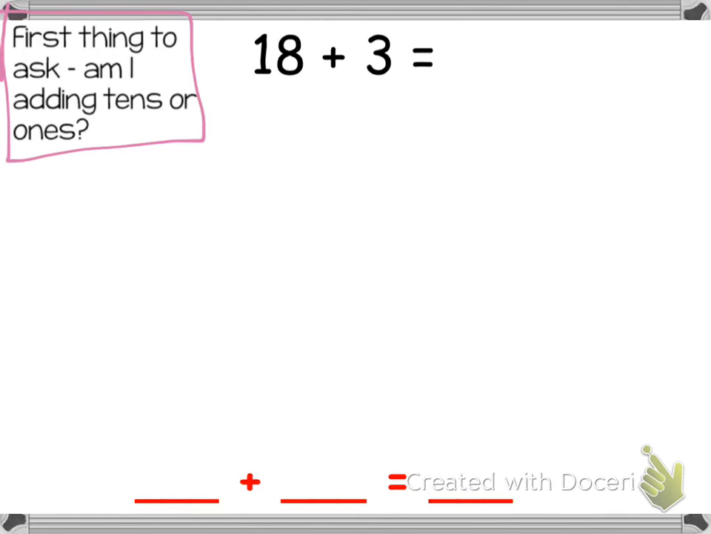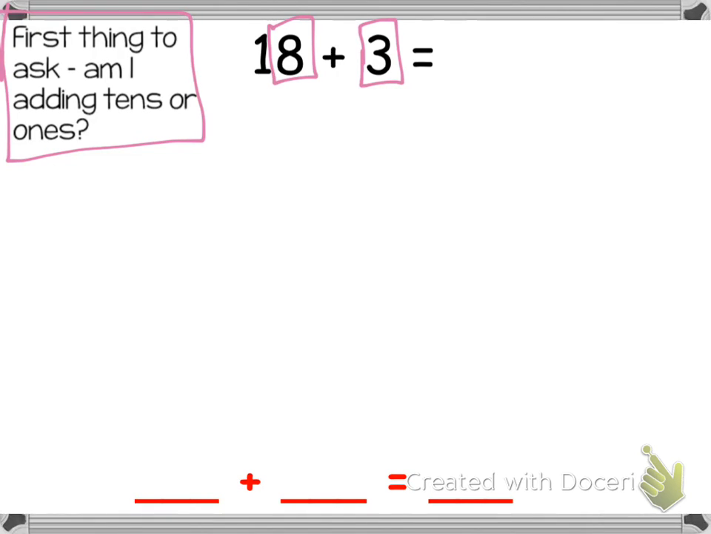Well, what do both of these numbers have in common, tens or ones? Well, we know that they both have ones that we could add together. 18 has 8 ones, 3 has 3 ones. So before we do our number bond strategy, we're going to draw a picture.